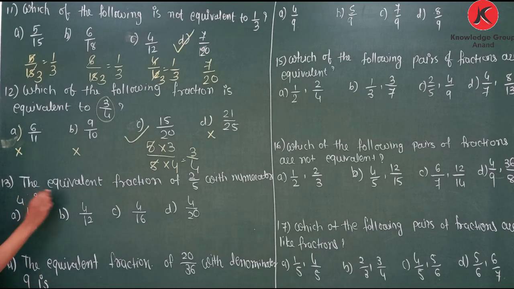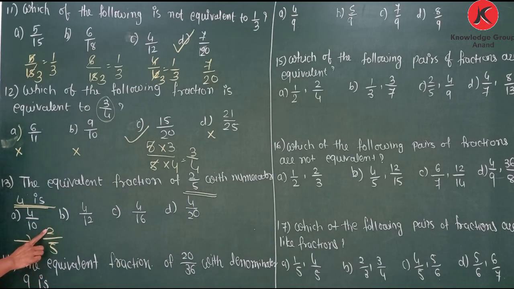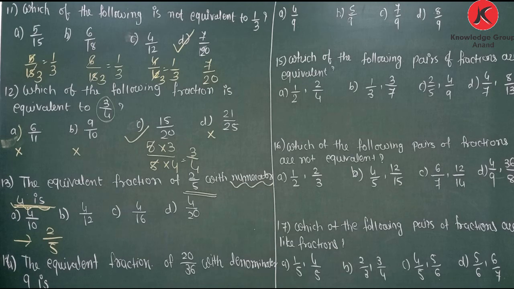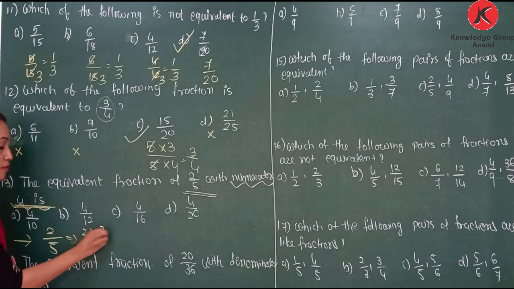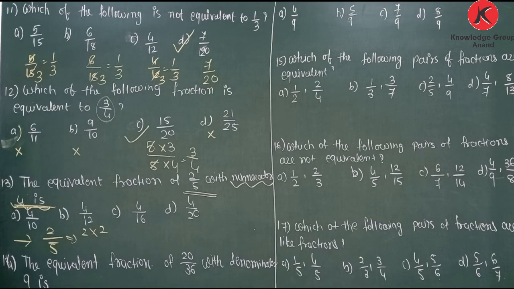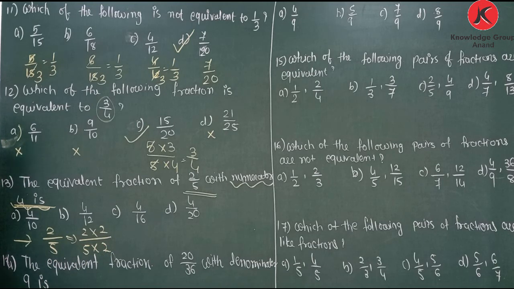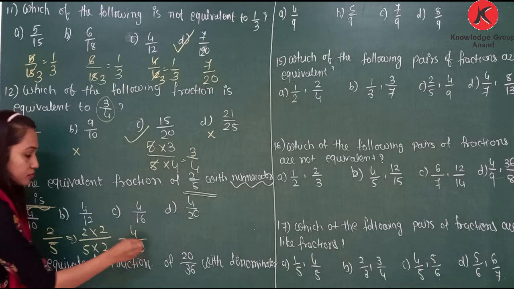Now next one, the equivalent fraction of 2 by 5 with numerator 4. Now our fraction is 2 by 5. How can we get 4 here? In the question it is written that the numerator must be 4. So how can we get numerator 4? If we multiply 2 by 2. Here we only need to perform multiplication and division, not addition and subtraction. The same number we should multiply in the denominator. So here we get 4 by 10.